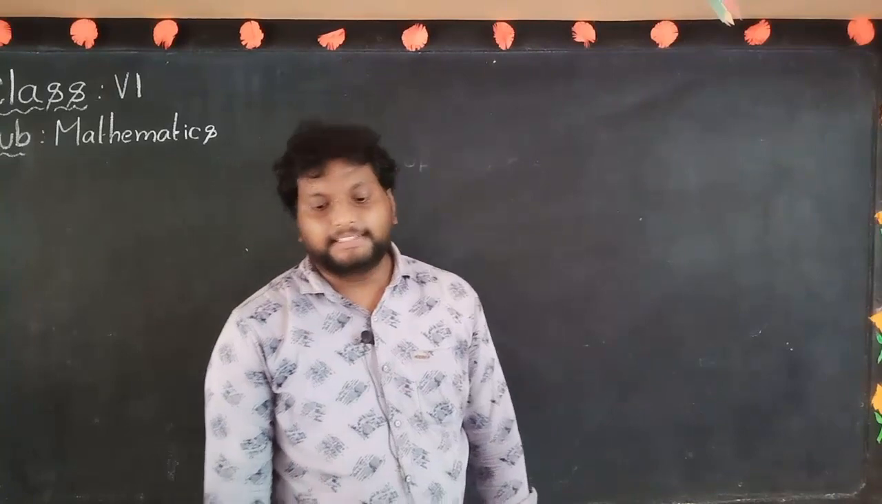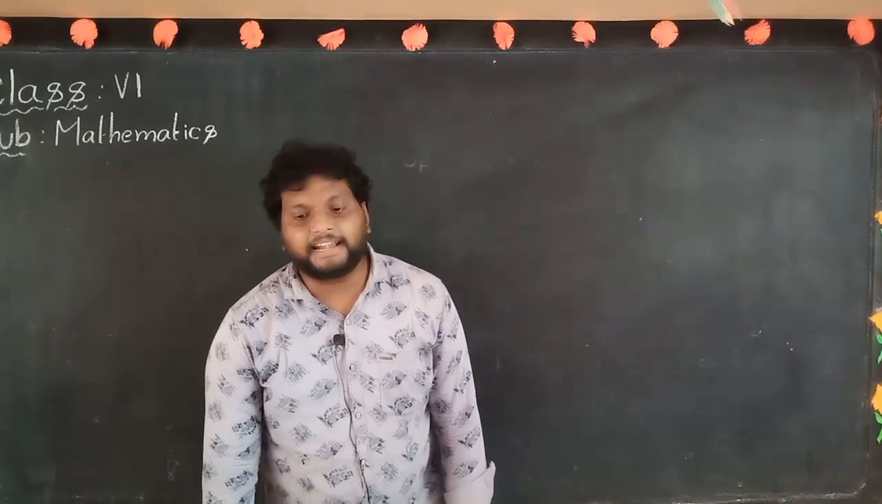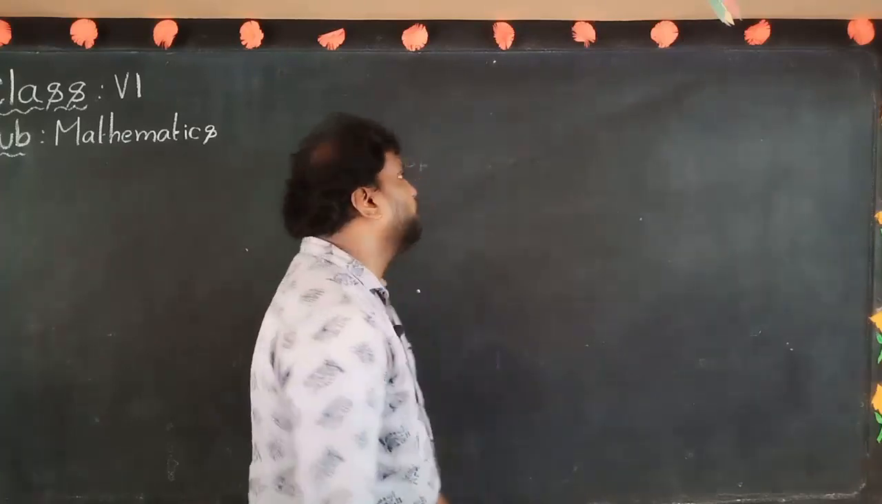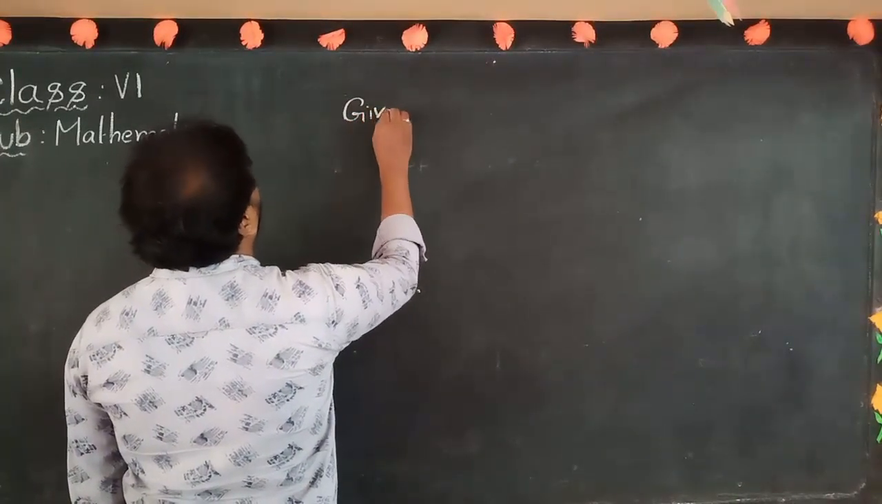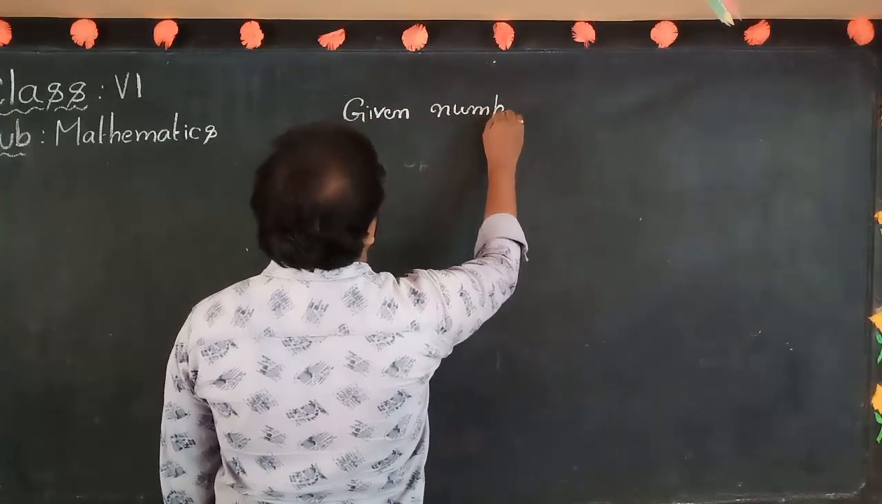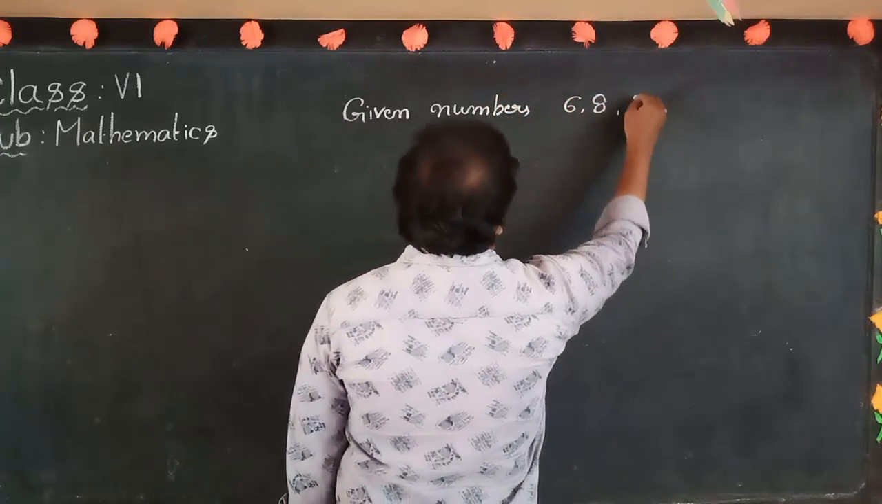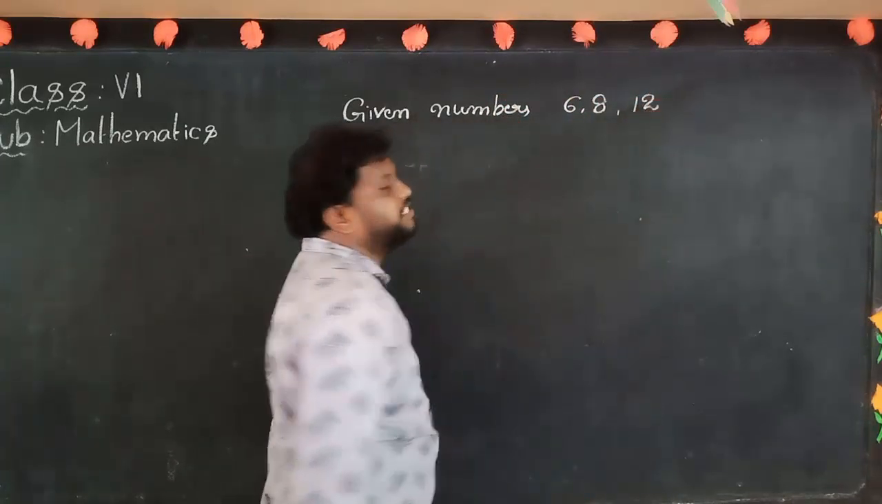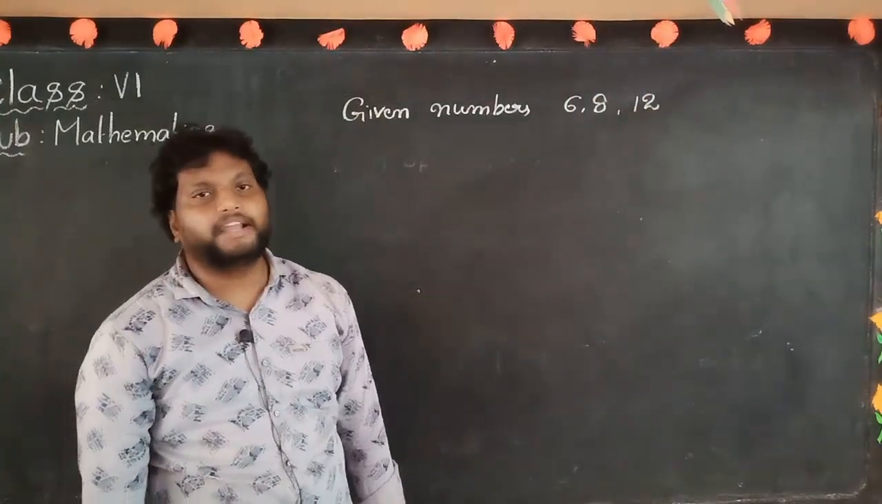Okay, in that, determine the smallest 3-digit number that is exactly divisible by 6, 8 and 12. Here, 3 numbers are given. What are the numbers? Given numbers: 6, 8, 12. Which number is divisible by these numbers?